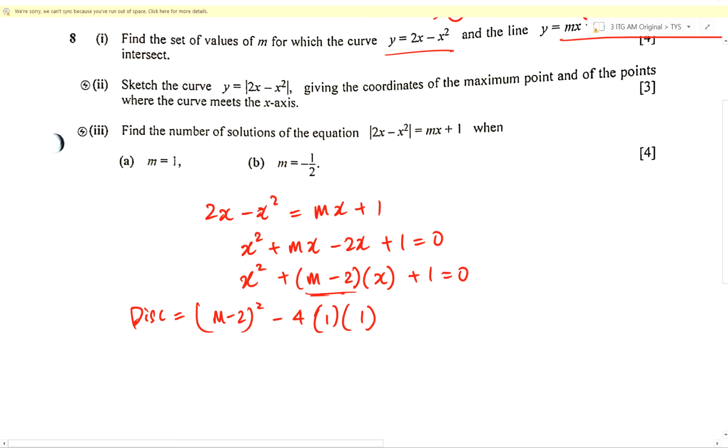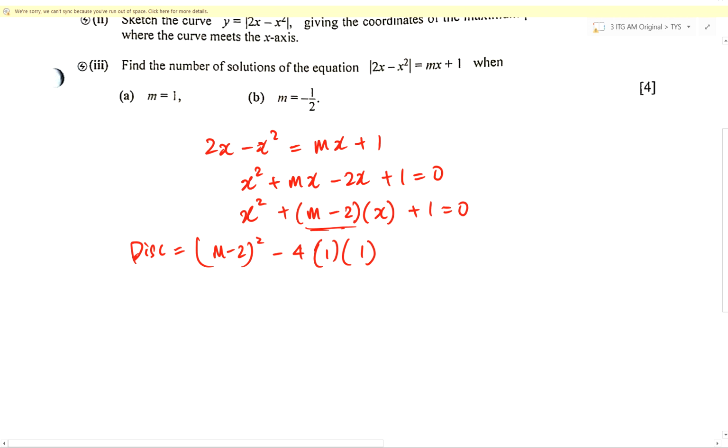So we are going to expand the square over here. We have m squared minus 4m plus 4, and minus 4. So m squared minus 4m is less than 0. We can factorize an m out, so m times (m minus 4) is less than 0.